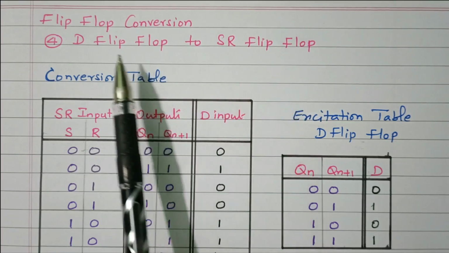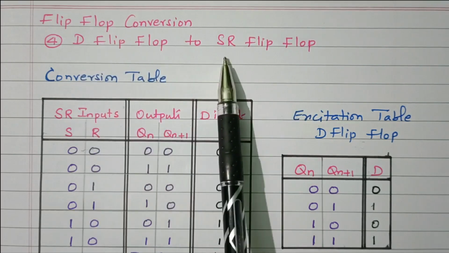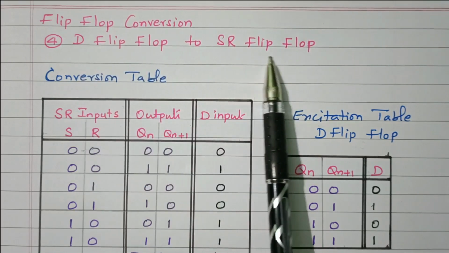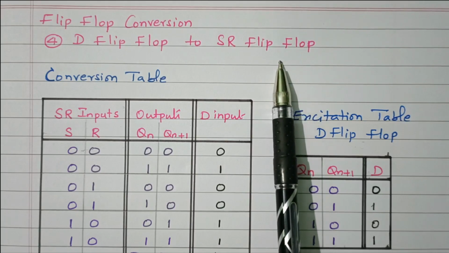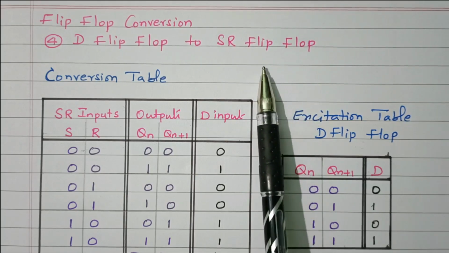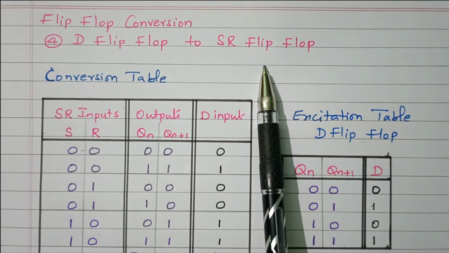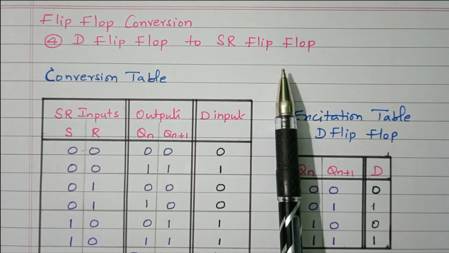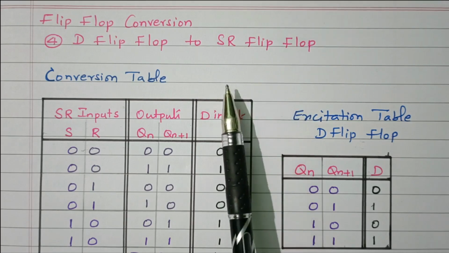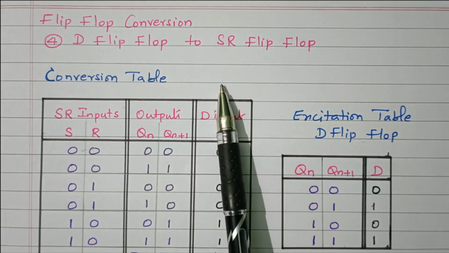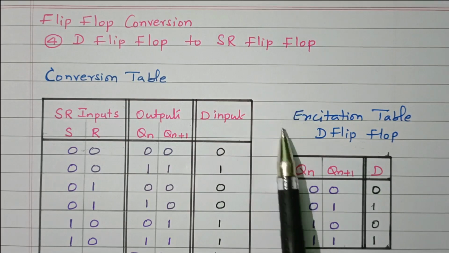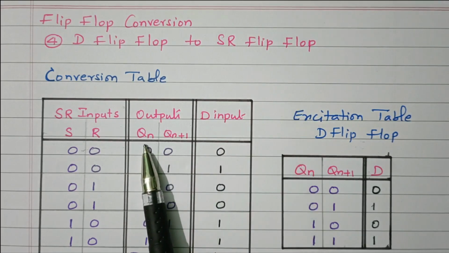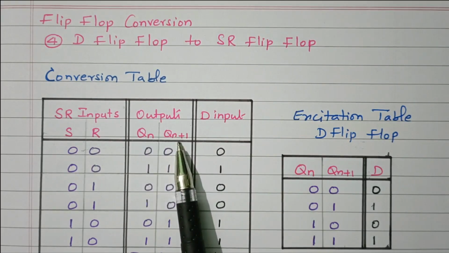Now we'll go to the topic: flip-flop conversion, D type to SR type. We know that a flip-flop is a storage element. It is able to store 1-bit data. The output has two states available: present state and next state. The next state output depends upon the present state as well as the input. The input and present state will decide the next state. So that is given here. Qn is the present state, Qn plus 1 is the next state.